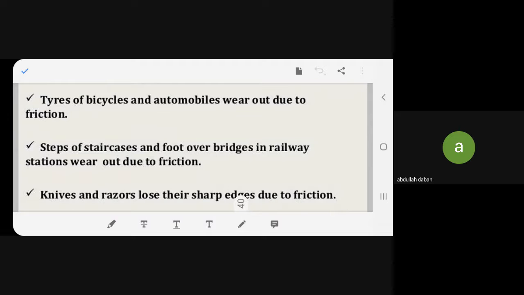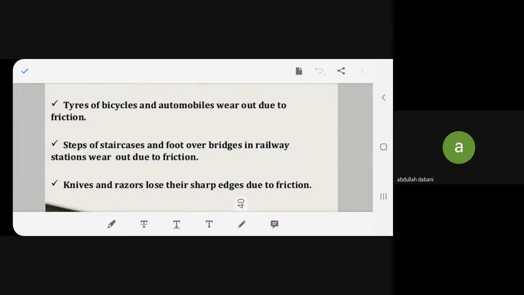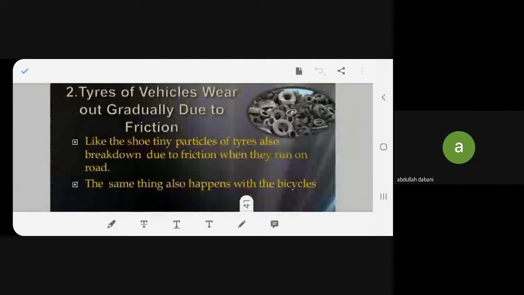Even knives. Sometimes you use a knife so often, continuously, that it loses its sharpness. The same thing happens with a razor; you can ask your papa that after some time he has to throw it away and get a new one. Why? Because the razor does not work functionally anymore. So why is it happening that way? Because of friction. Any problem, beta? No, ma'am.